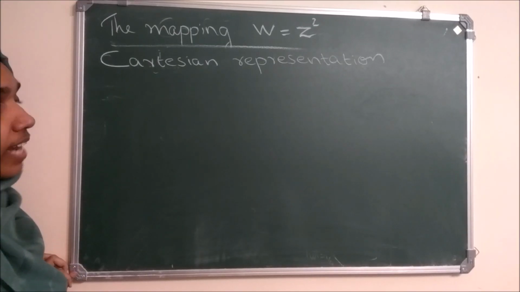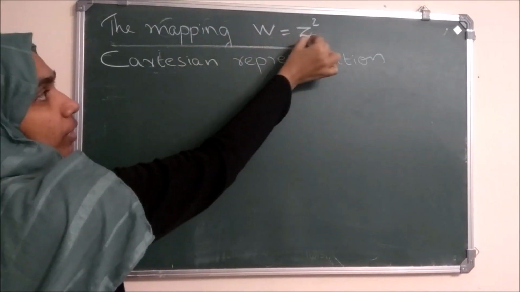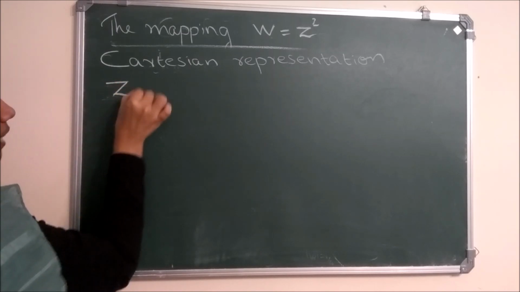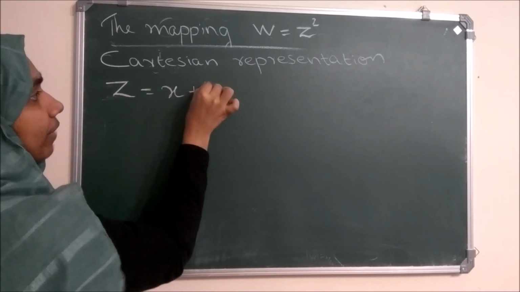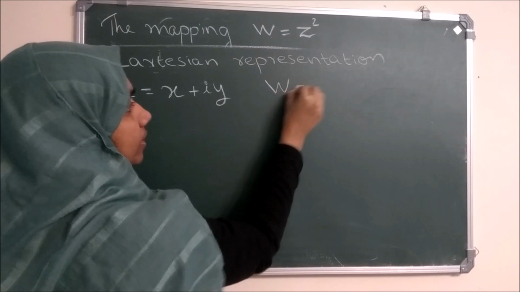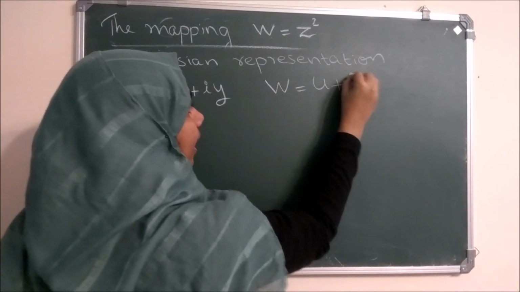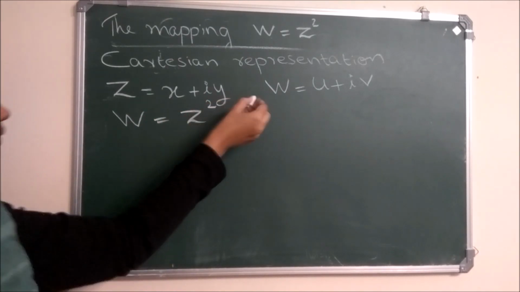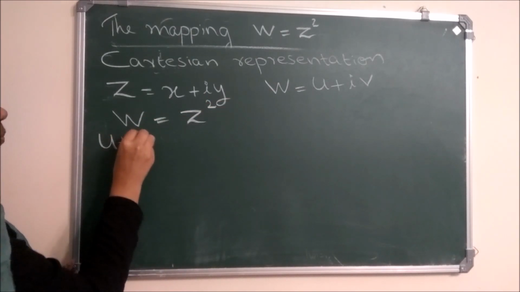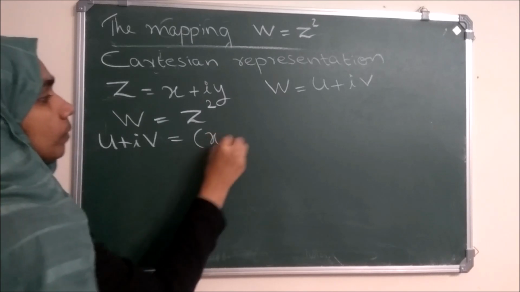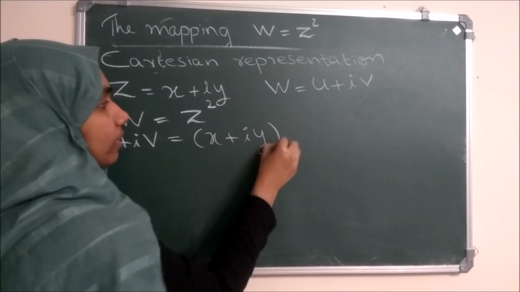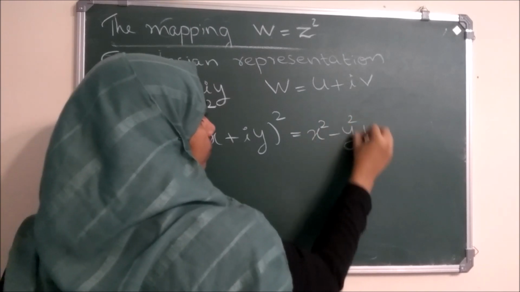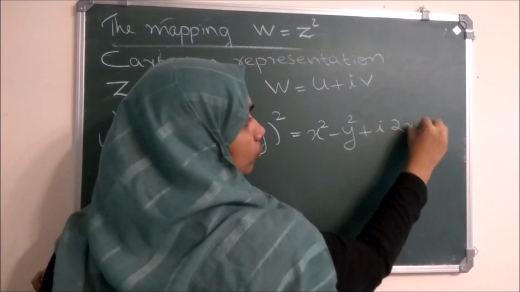Now we can discuss the Cartesian representation of the mapping W equal to Z square. So we can take the Cartesian form of Z equal to x plus iy and W equal to u plus iv. So under the mapping W equal to Z square, you can write W, which is u plus iv, equal to x plus iy the square, which is equal to x square minus y square plus i into 2xy.